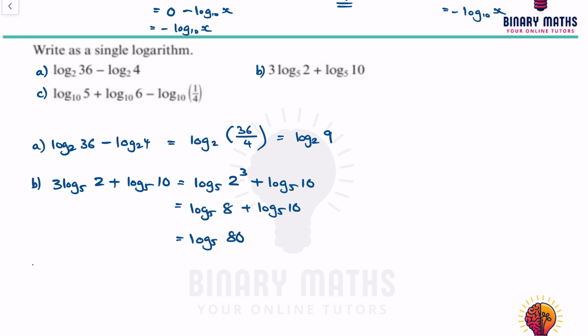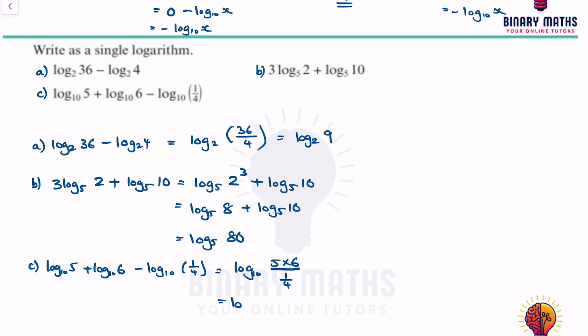Okay, the last one is log base 10 of 5 plus log base 10 of 6 minus log base 10 of a quarter. Because it's a sum going from left to right, addition means all the logs are the same, so I can use the laws of logs. Log base 10, addition means times, so it's 5 times 6. And subtraction means divide by a quarter.